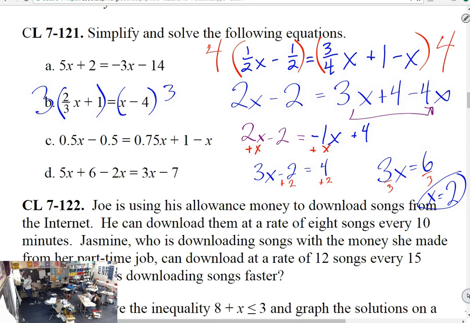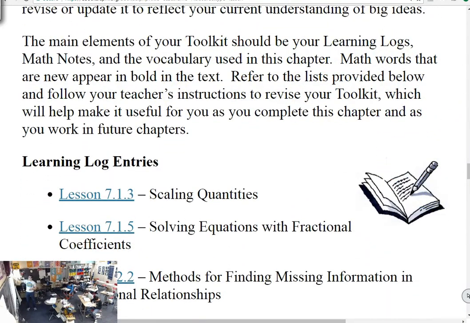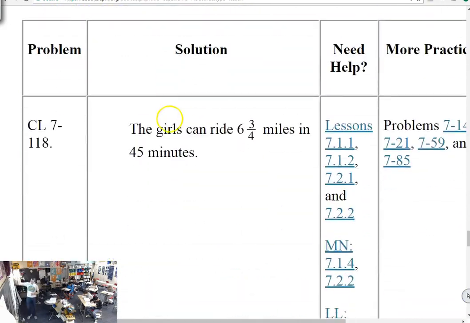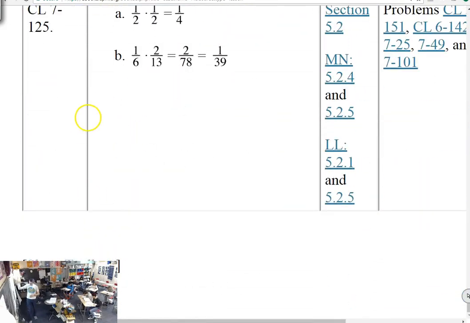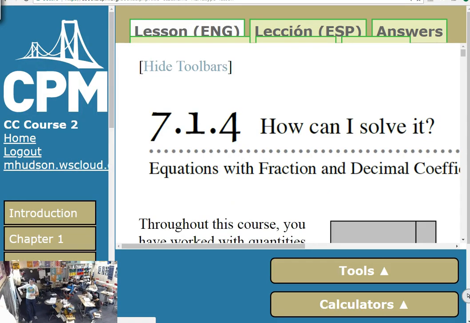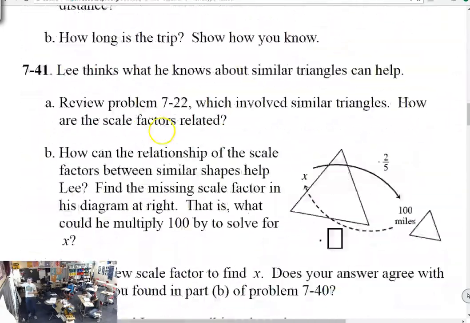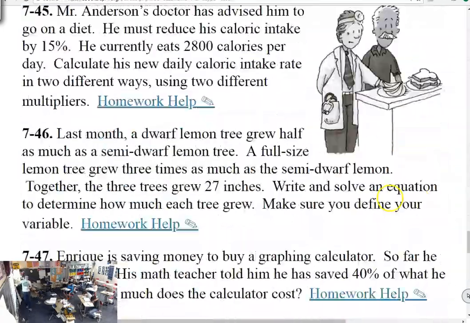Sorry, what homework? Wait, wait. Oh, so back in 714? You maybe should have come to math. Well, I don't know how much you've been here. Math lunch is always a good idea. 7, which one?